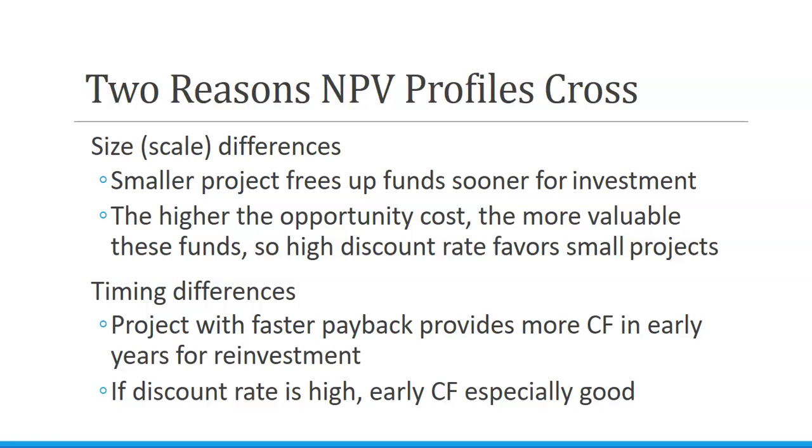So there are two reasons for our net present value profiles to cross. One is the size scale differences. So smaller projects free up funds sooner for investment, and larger projects or longer projects take funds for a longer time. The higher the opportunity cost, the more valuable these funds. So a high discount rate favors small projects.